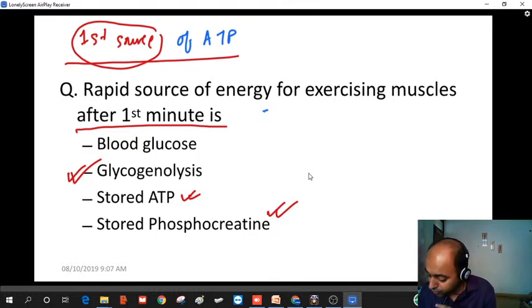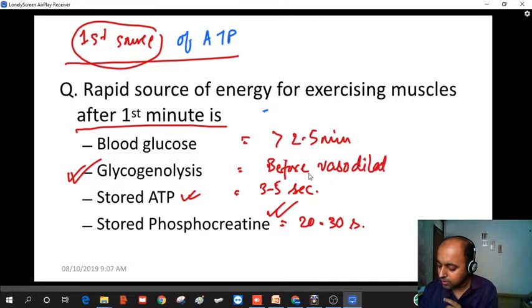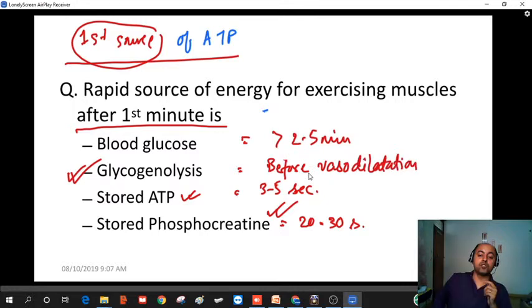Why? Because the phosphocreatine gets exhausted in 20 to 30 seconds. Blood glucose will come after 2 to 5 minutes when the vasodilatation will occur. Only then it will come. Stored ATP is used up in 3 to 5 seconds. The glycogenolysis is what is happening before the vasodilatation. The correct answer is glycogenolysis. Very good.